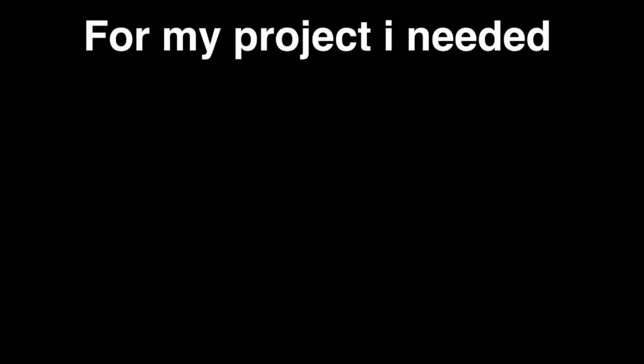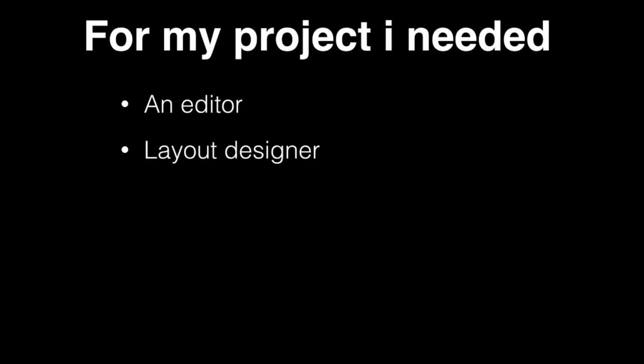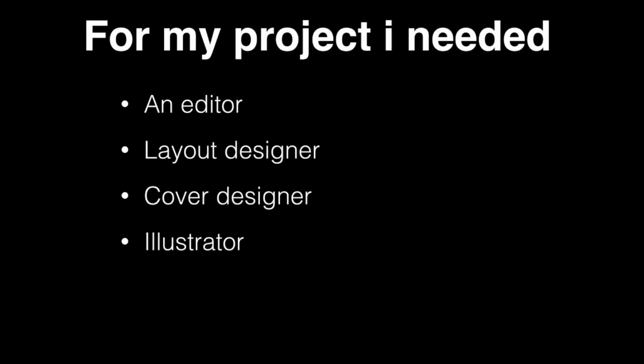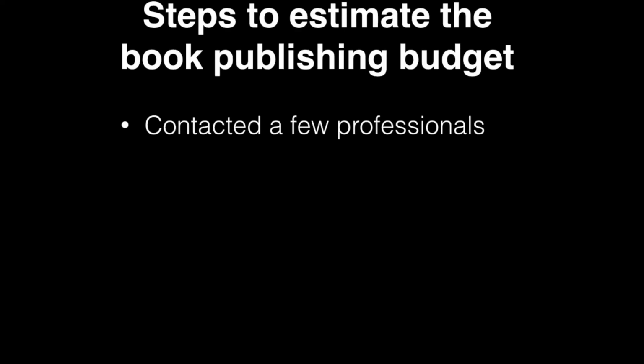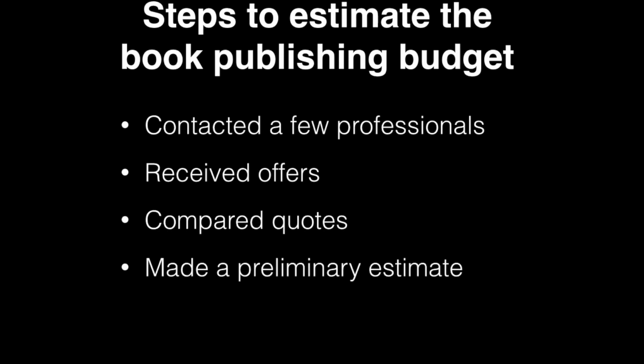But if your project isn't so complex, calculating your goal is easy. For example, for my project I needed an editor, layout designer, cover designer, illustrator, and the printing house. To estimate how much money I needed, I contacted a few professionals, received their offers, compared their quotes, and made a preliminary estimate I would need to self-publish my book. Due to Kickstarter's all-or-nothing principle, I decided to set a lower financial target than I had calculated because I didn't want to risk not reaching the goal.